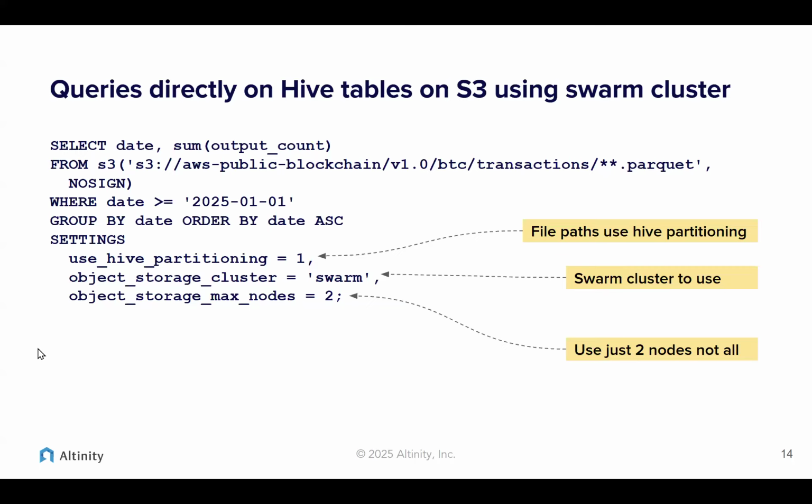And here you can see we have this special setting called object storage cluster. That's the name of our swarm. So we give it a swarm name. And we have another setting which is kind of like max threads. It's the number of nodes to use out of the swarm. If you don't say anything, we'll just default to using all nodes that we can find. And so this will run your query.